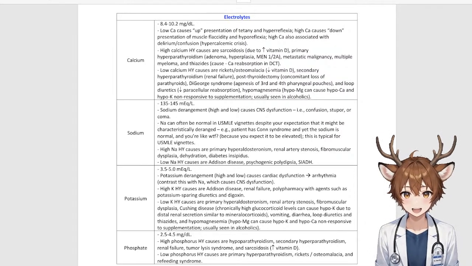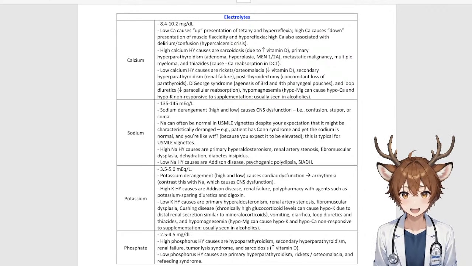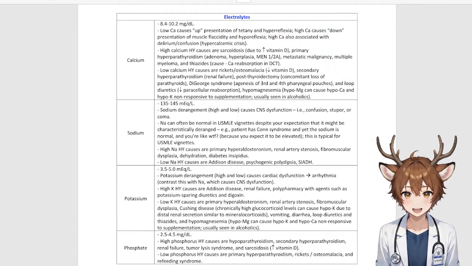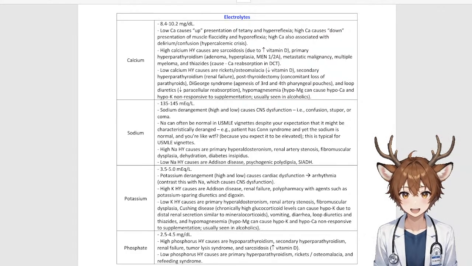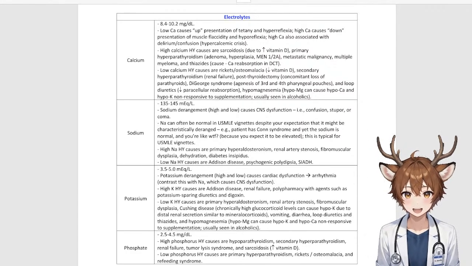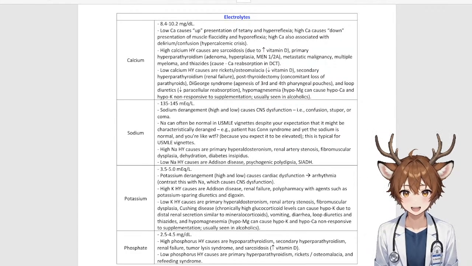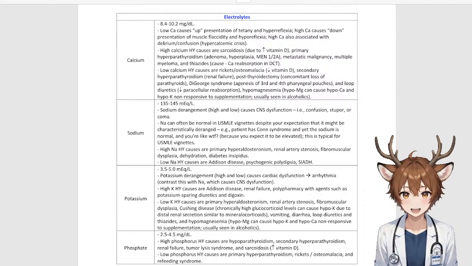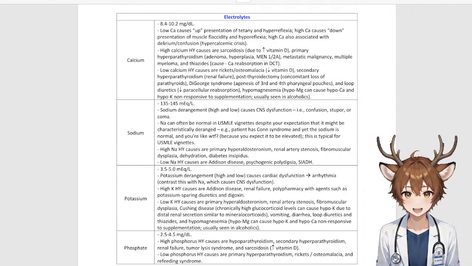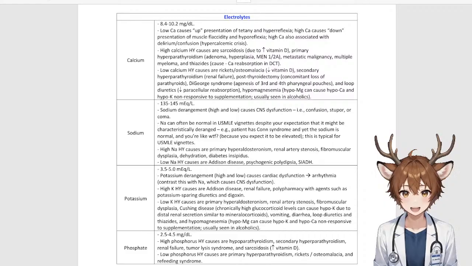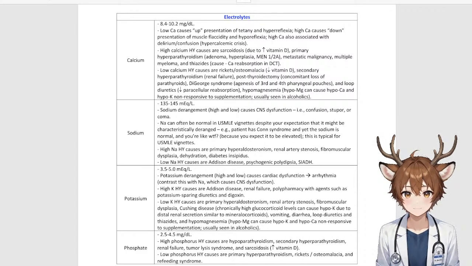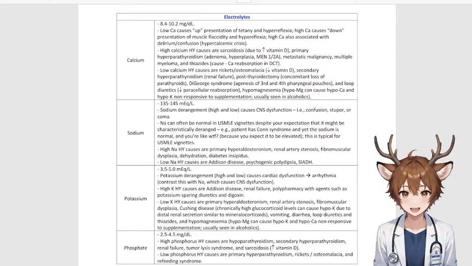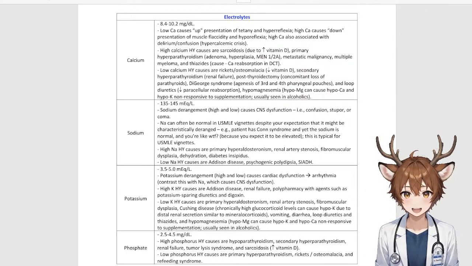Low calcium high yield causes are rickets/osteomalacia, decrease in vitamin D, secondary hyperparathyroidism, renal failure, post-thyroidectomy, concomitant loss of parathyroids, DiGeorge syndrome, agenesis of the third and fourth pharyngeal pouches, and loop diuretics, decrease in paracellular reabsorption, hypomagnesemia. Hypomagnesemia can cause hypocalcemia and hypokalemia, non-responsive to supplementation, usually seen in alcoholics.